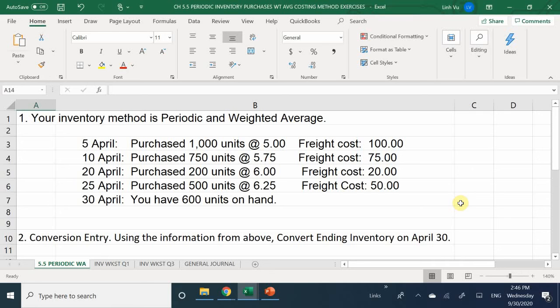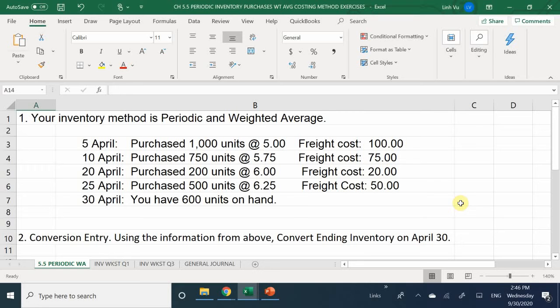So here we are. This is the 5.5 exercise. So let's go ahead and go through it. So number one, your inventory method is periodic and it is weighted average.